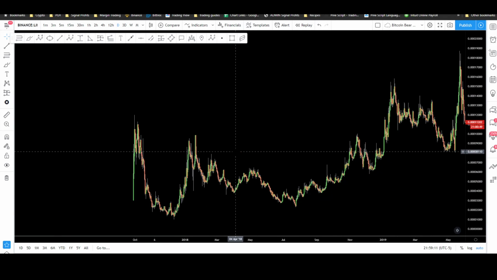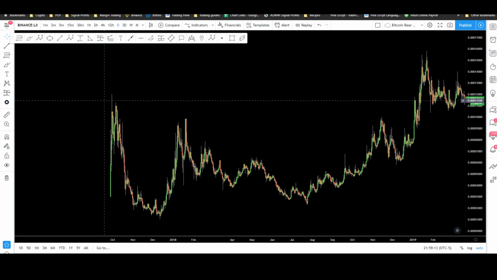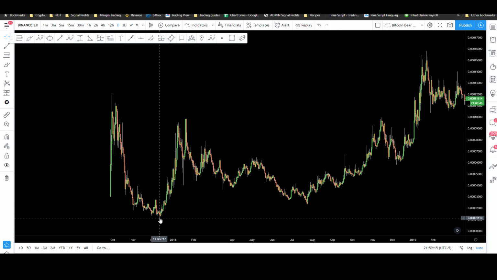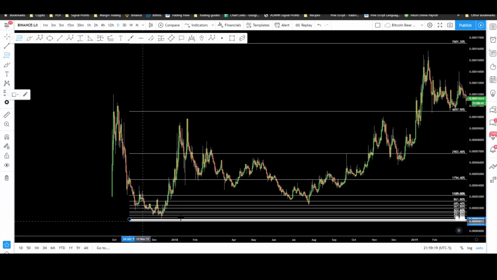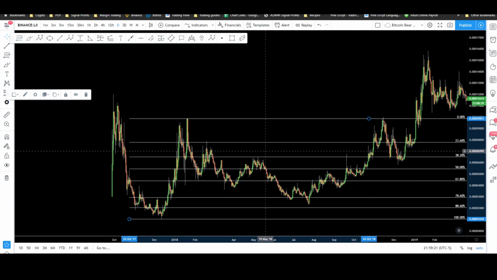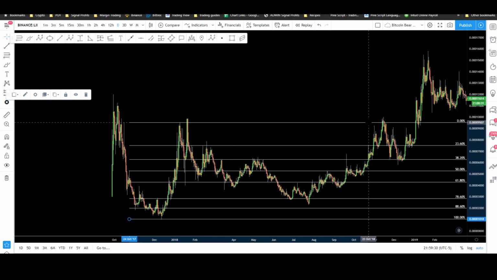Okay, so off of this initial impulse, so we had the move down, the impulse up. So let's go from the swing low to the swing high. And what we found is that it comes right down to this 78.6 level. Not super clean. This level looks a little sketchy to me. So if we come down here, that level probably makes a little bit more sense. So the 78.6 tagged it really nicely.